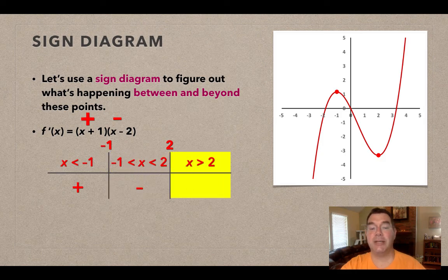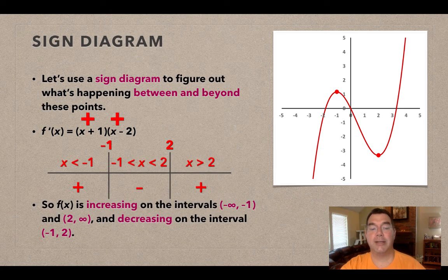And then going to the third section of the number line, any number that's bigger than 2. So pick any number that's bigger than 2, plug it into the factored form of the derivative. The first factor will stay positive, and the second factor will now become positive. So I have a positive times a positive, which is positive. So now I can see everywhere where the derivative is positive and everywhere that it's negative, knowing that it's only equal to 0 at -1 and 2.